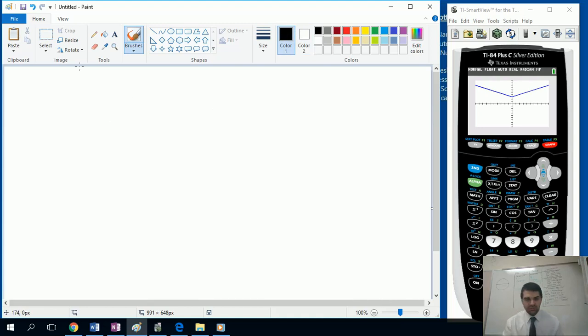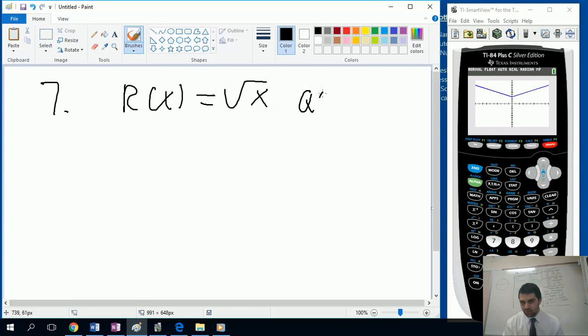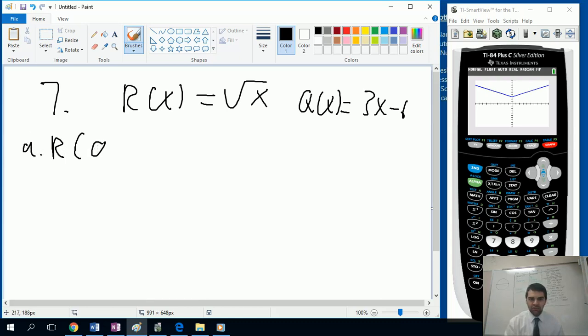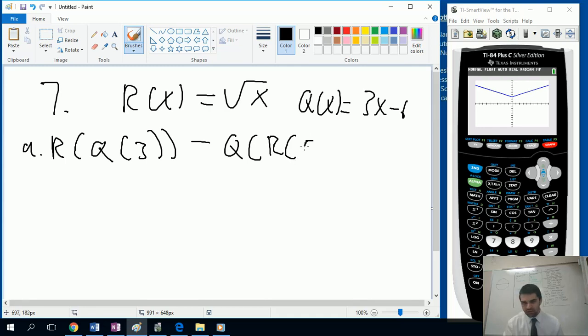Given number 7, R of x is the square root of x. Q of x is going to be equal to 3x minus 6. So first of all, 7a is going to be R of Q of 3 minus Q of R of 5.